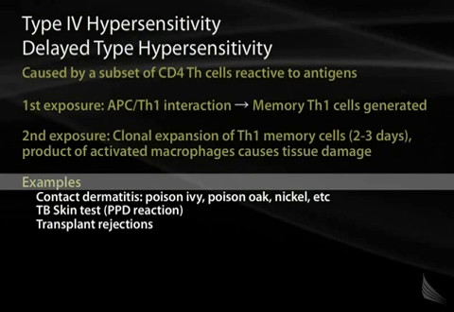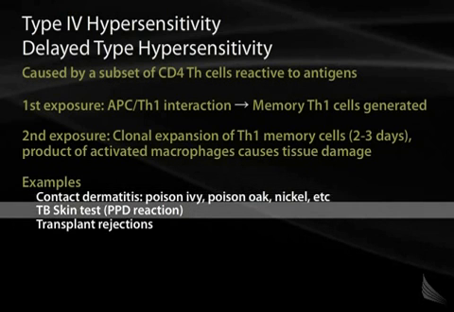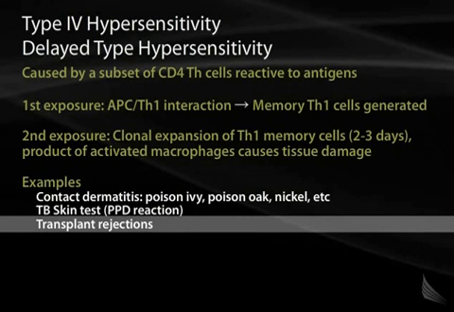So examples of type 4 hypersensitivity would be things like contact dermatitis, poison ivy, poison oak, nickel, latex, that kind of thing. TB skin test is also an example of type 4 hypersensitivity, the PPD skin test. Or transplant rejections are also an example of type 4 hypersensitivity. So this is why with a TB skin test, you have them prick your skin, and then the nurse will tell you what? Come back in 2 or 3 days to let me read it, right? Again, it's a delayed type hypersensitivity.